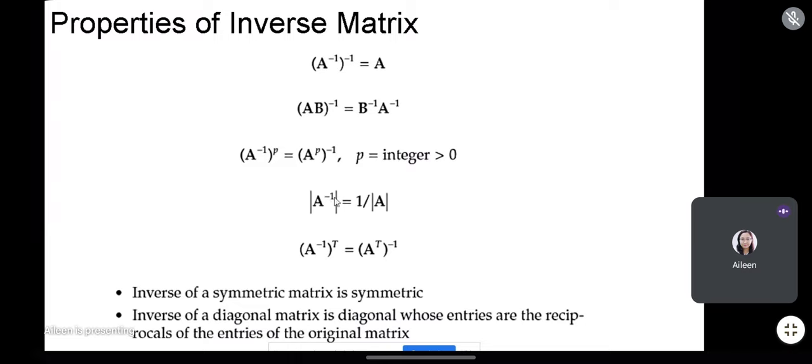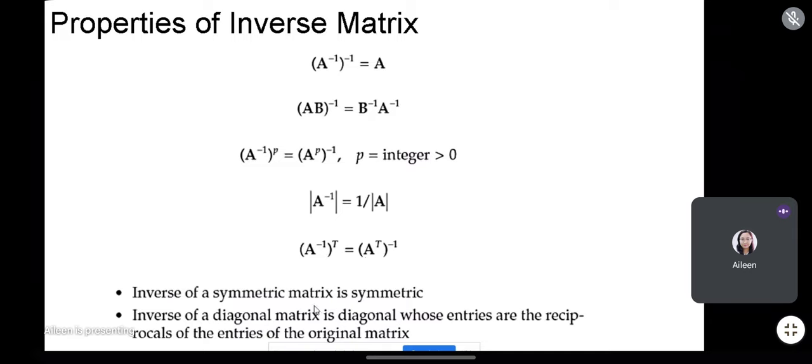Next, the inverse of a matrix is equal to 1 over the determinant of A. Ano po? And then next, we have, kulang to. That is 1 over the determinant of A times adjoint A. Ano po? And then this is, when you get the transpose of the inverse, it is also equal to the inverse of the transpose. Ano po? So, yan yung properties natin ng inverse of the matrix.